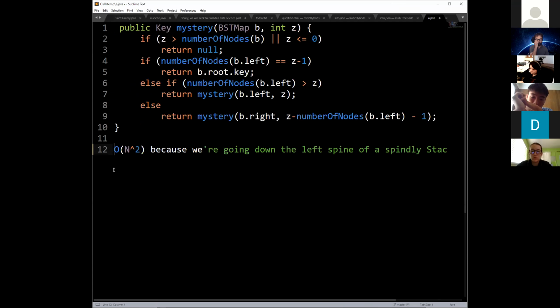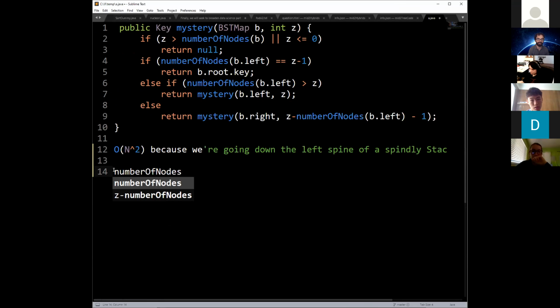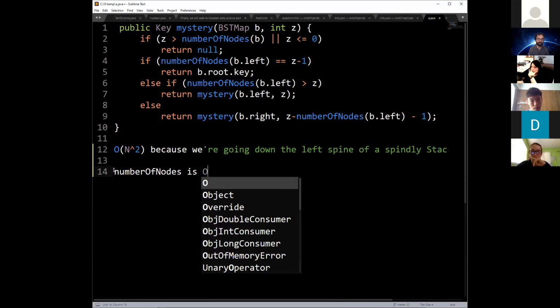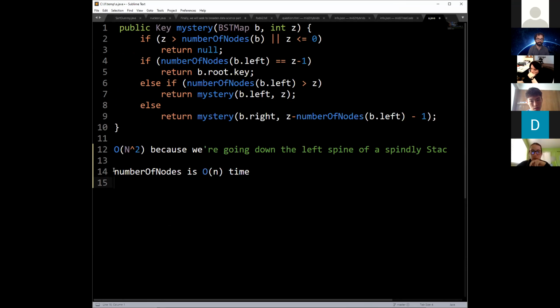I think that is perfect. Or you would go right and then left. Yeah, right. Then more or less, right? Alright, so why is this n squared and not n? It looks like you can't go over any node more than once. It calls number of nodes every time it goes down. So number of nodes is big O of n time. Does it make sense?